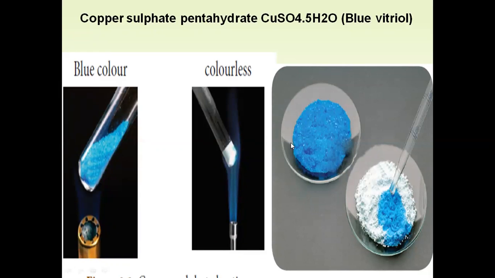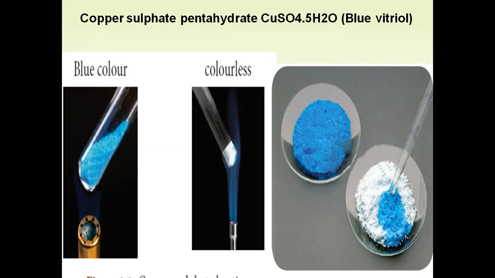These two pictures indicate the same process. So this is the copper sulfate pentahydrate. When heated, it removes the color. But when some water molecules are put on the copper sulfate, it changes back into blue color. So, copper sulfate pentahydrate, when it is heated, loses the blue color.